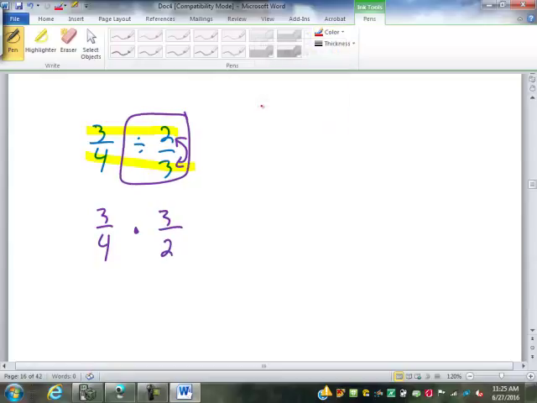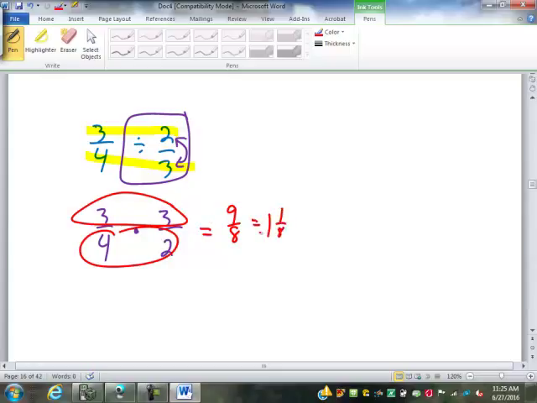And then we multiply. We've changed it from division to multiplication. So 3 times 3 is 9. 4 times 2 is 8. Now, of course, 9 over 8 we simplified to 1 1/8.